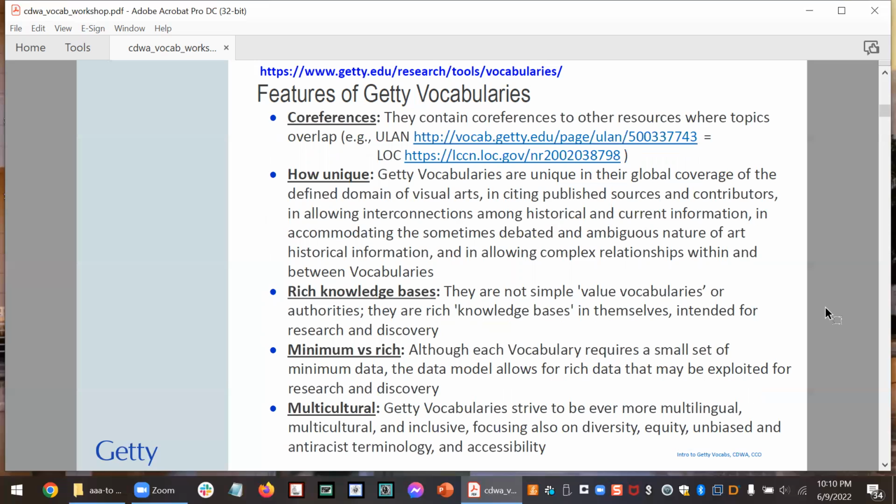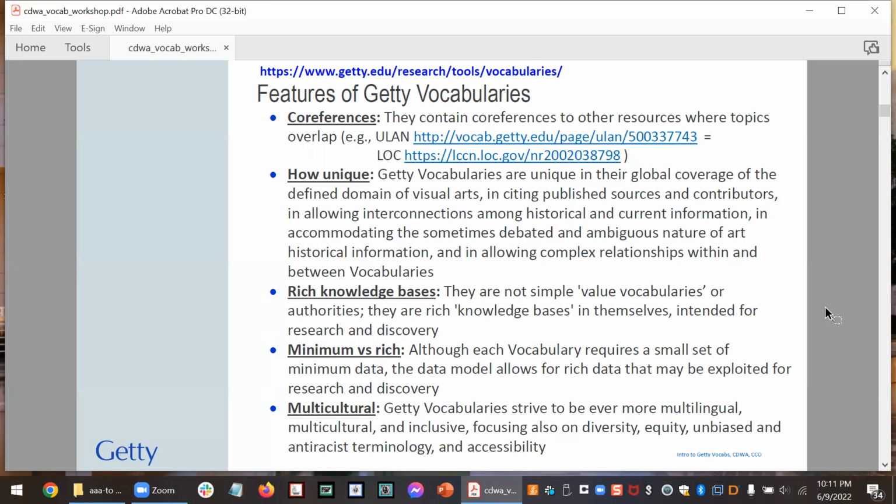Now, these are important features of the vocabularies. We include co-references, and we hope in future to make even more use of these. So if there is another resource that refers to the same concept, we try to make a link to that. For example, in ULAN, we have a record for Van Gogh, the artist, and Library of Congress of the US also does. So there should be a link between those two things so that if you're doing retrieval, you can gather all of this authority information and use it.